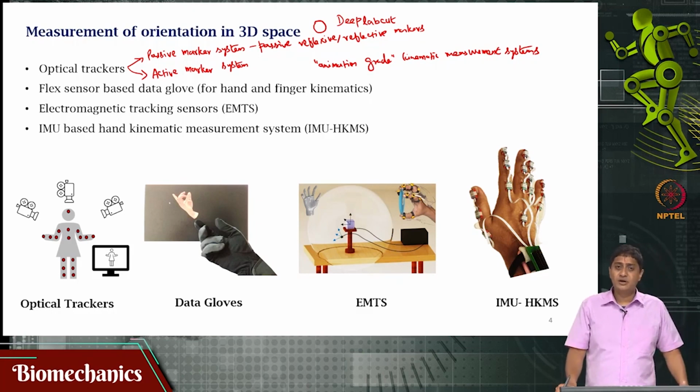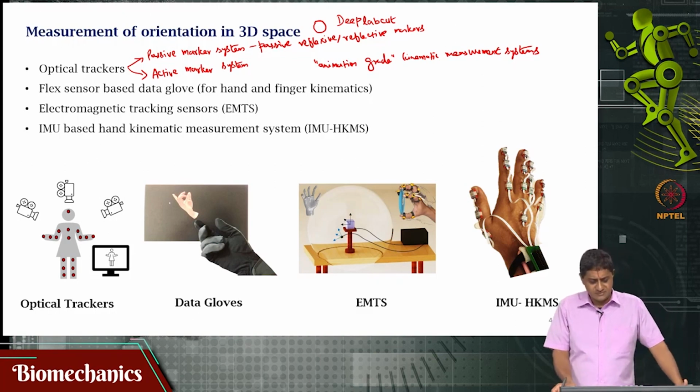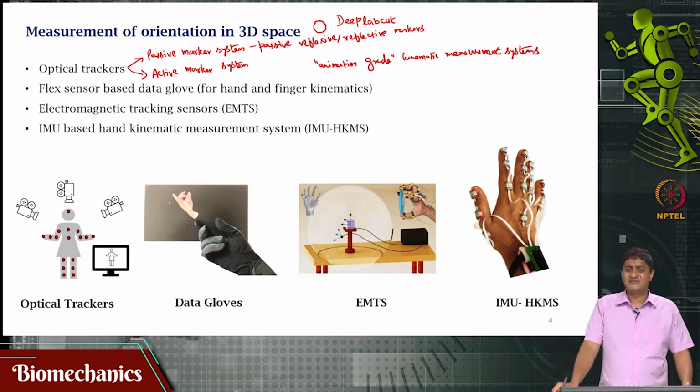So much about optical tracking. If you are interested in hand kinematics, like I am, mostly I am interested in hand kinematics more than whole body kinematics and the rest of the body kinematics. If you are interested in hand kinematics, one option is using a flex sensor based data glove, or some sort of data glove that uses resistive bend technology. There are some standard companies that manufacture these kinds of gloves for hand and finger kinematics.